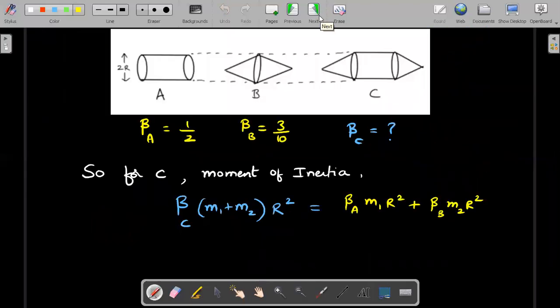So these are the actual participants. For the solid cylinder, we already know the value of beta A is half. For the cone, about its axis of rotation, we may not know. Actually, this is not very famous. I have written it here, 3 by 10. You should know in this particular problem that the mass distribution of the cone is much closer to the axis, so the value of the beta in this context would be less than the value of what we have in the cylinder. That itself is enough for solving the problem. I have written the actual value.